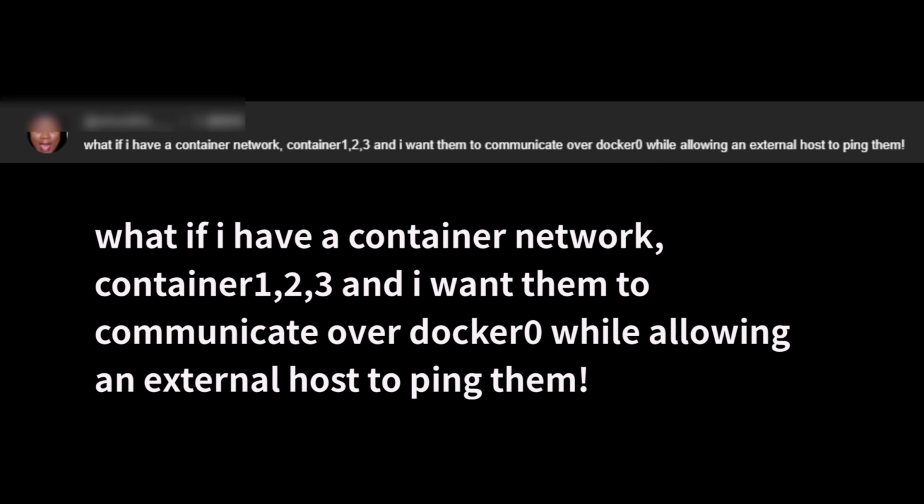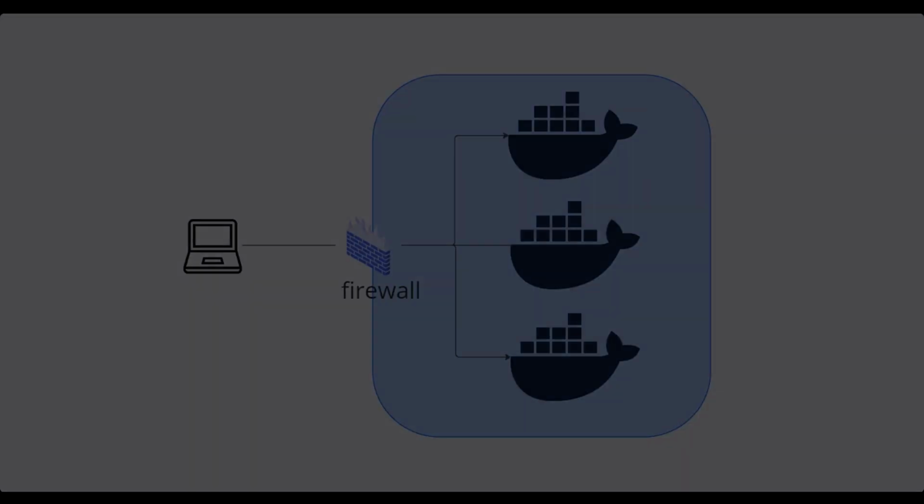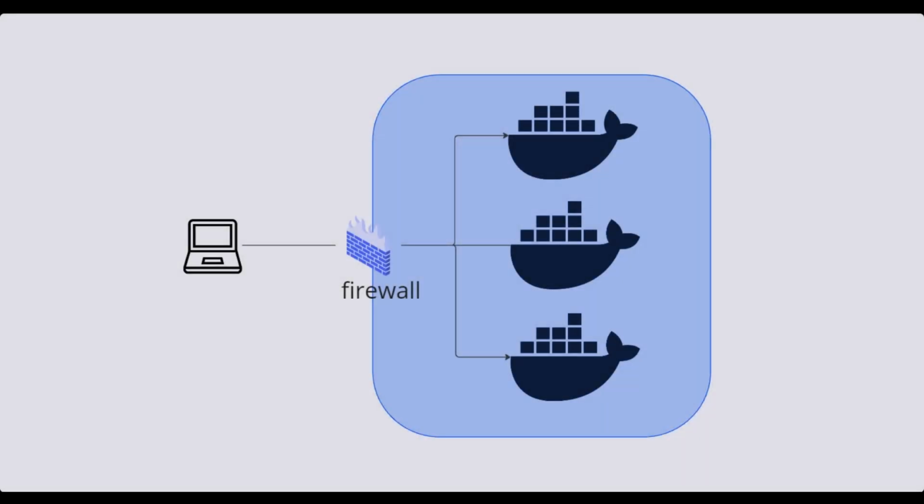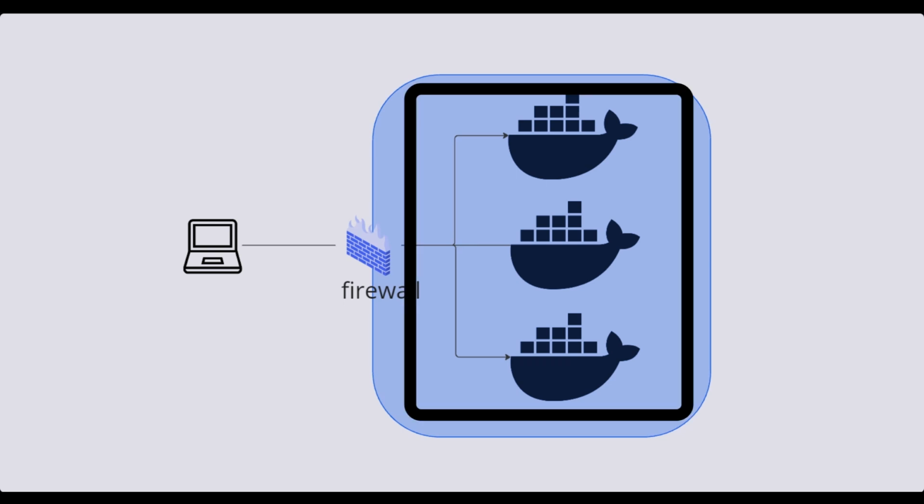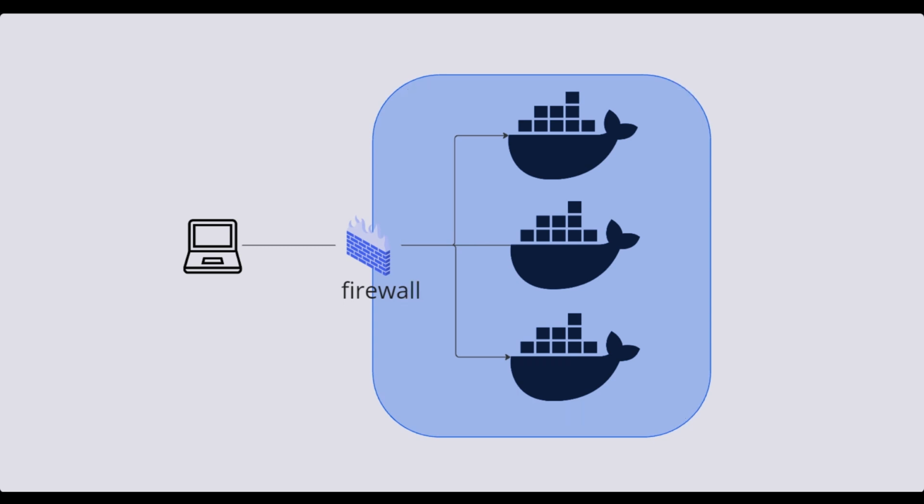It's easy once you know how. You can think of the bridge network like this. In this case, communications between containers have no enforced restrictions. This means that as long as we can run containers, they can communicate over the Docker Zero interface.